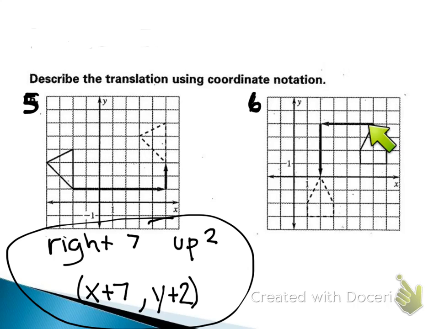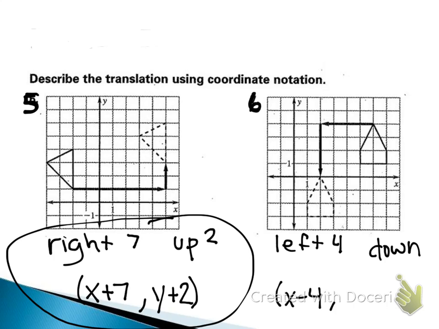Minus 4. We always go left and right first. So let's focus on our x's first. Yeah, so minus x from that way, right? From the x, right? So this will be x minus 4. I want to describe it in words as well, so this is going to be left 4. Then we're going down 4.